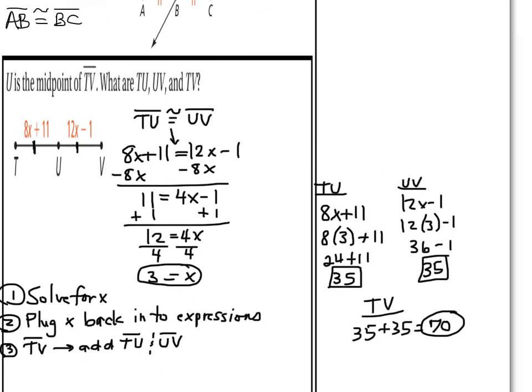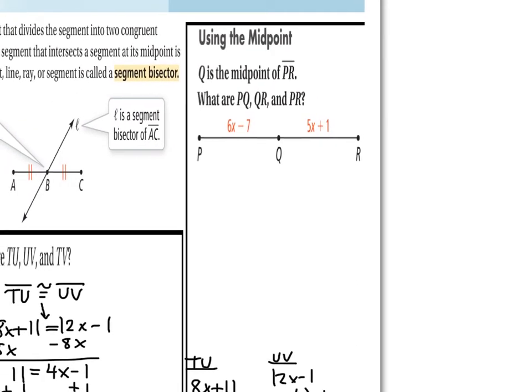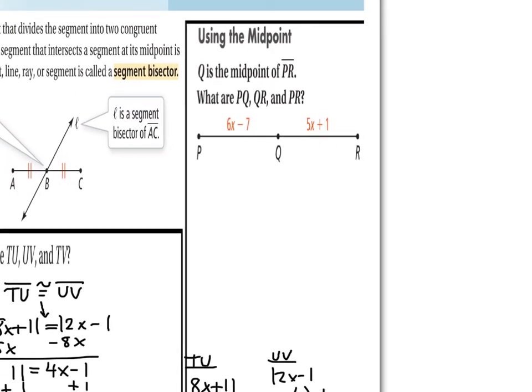All right, let's take a look over here. What I'm going to have you do is I want you to have this problem right here completed for me for class. So that's part of your WSQ as well.